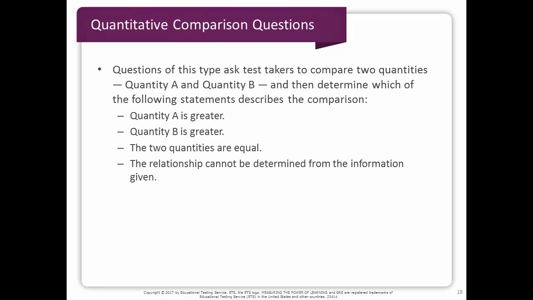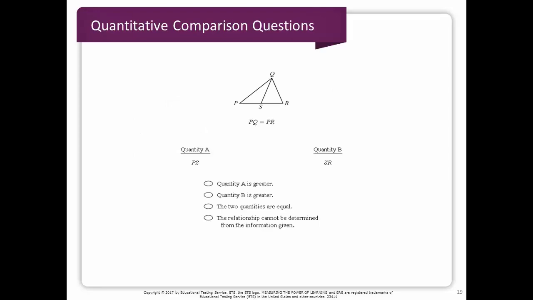Quantitative comparison. Questions of this type ask you to compare two quantities, quantity A and quantity B, and then determine which of the following statements describes the comparison. Quantity A is greater, quantity B is greater, the two quantities are equal, the relationship cannot be determined from the information given. Let's look at an example.